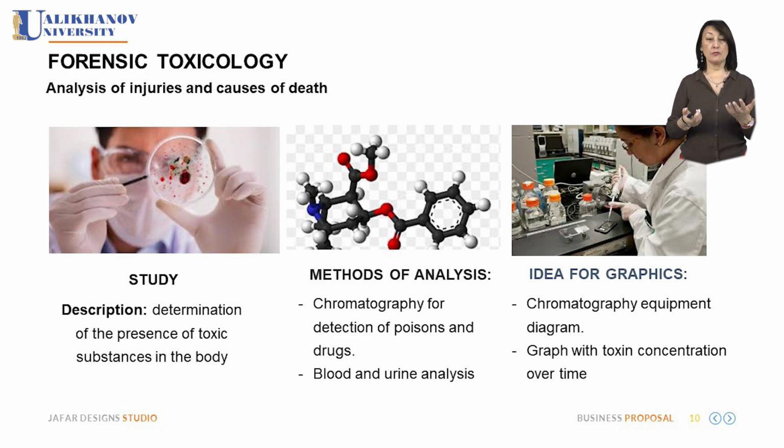Next, in forensic toxicology, determination of the presence of toxic substances in the body, using methods of chromatography. Chromatography allows detection of poisons, drugs, in blood and urine analysis.